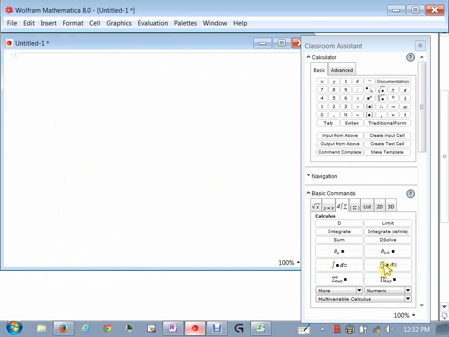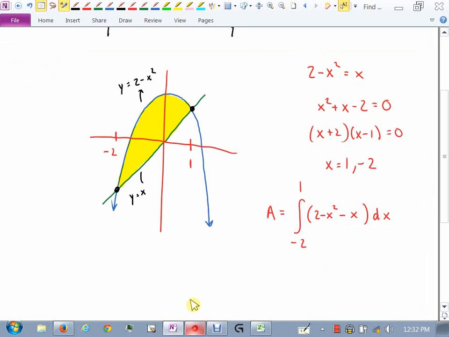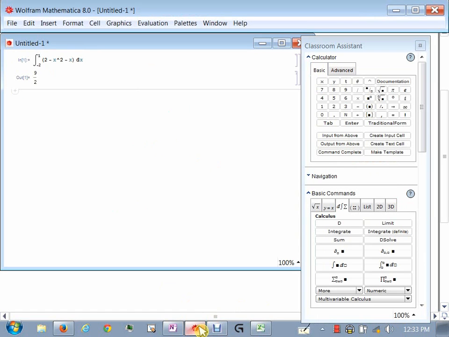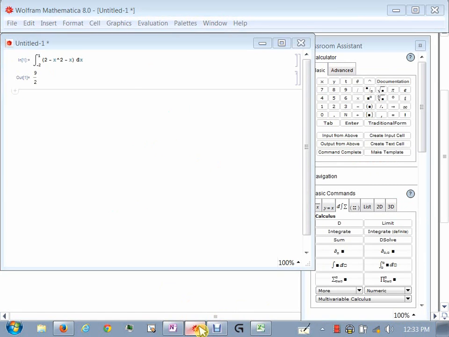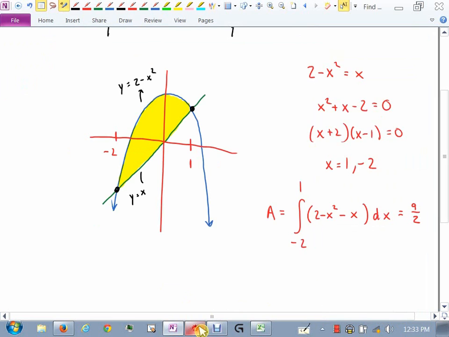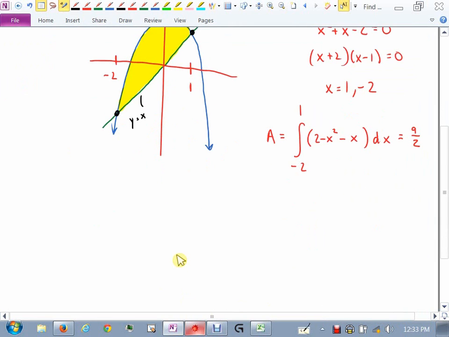I'm trying to save us a little bit of time because I'm almost out of it. It was integral from negative 2 to 1 of 2 minus x squared minus x dx. 9 halves. So this turns out to be 9 halves. Just double check it here. 9 halves. All right.